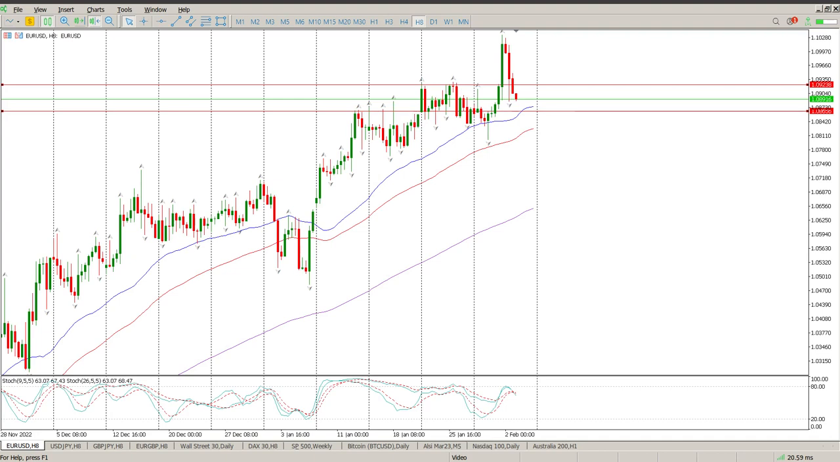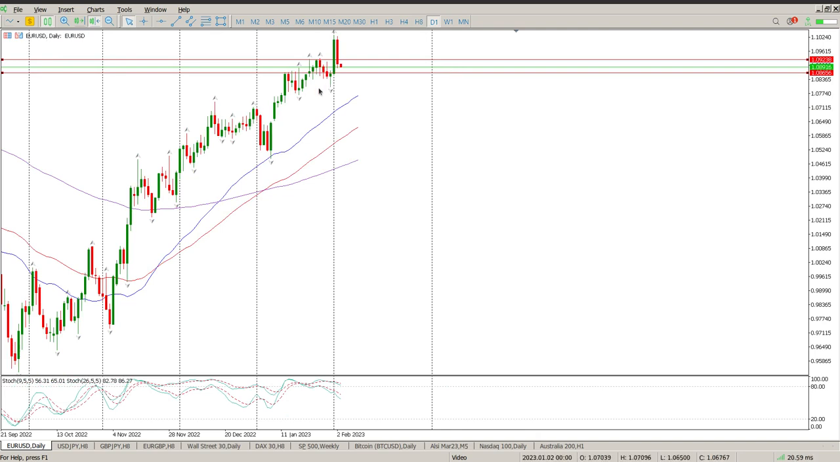Last day of the week, and big up and big down day yesterday, pretty much. Well, the day before was a big up, yesterday was a big down. If you have a look at that on the daily, trend is still up. We've come back into this area of support. Haven't found support, but we've dropped into it.